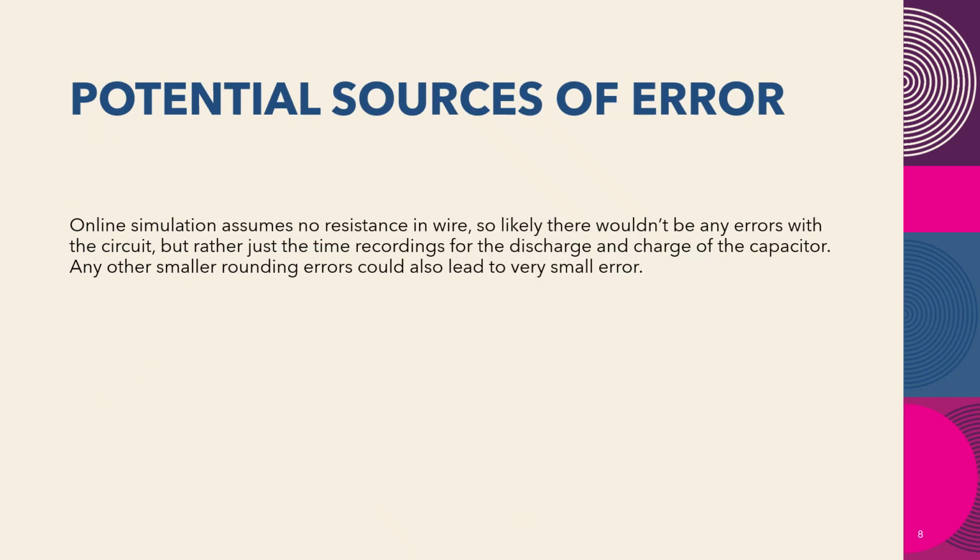As for the potential sources of error in this lab, since it was an online simulation with no resistance, there would be no errors with the circuit. The only issue that could have arisen was the recording times for the charge and discharge of the capacitor, which would have affected the time constant calculated. And then other than that, it would just be small rounding errors regarding resistance and current values.